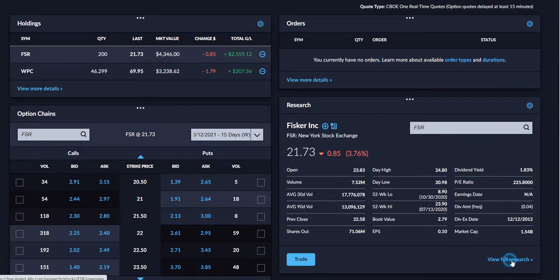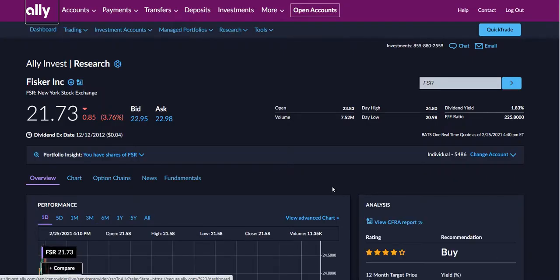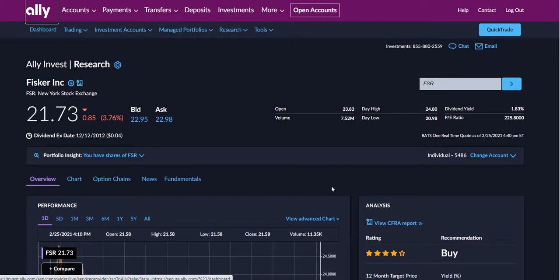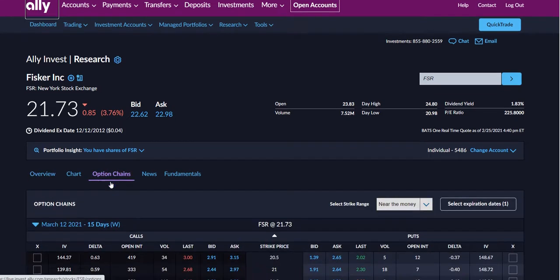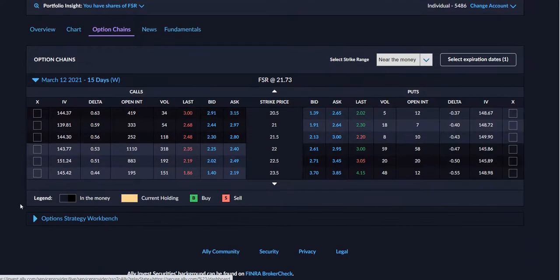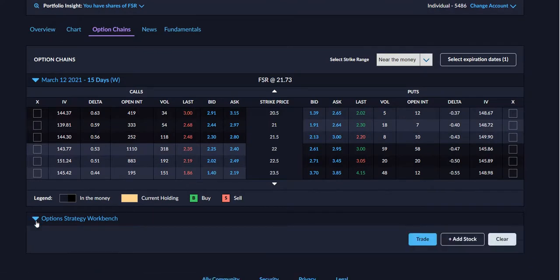This will give you the actual ticker for that company, all the information you would want for a typical trade, and then you will click on option chain. So this is where you will have the option chains and the option strategy workbench that will populate per whichever one you choose to do.